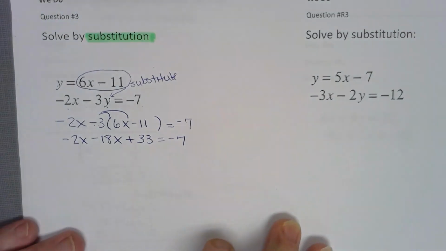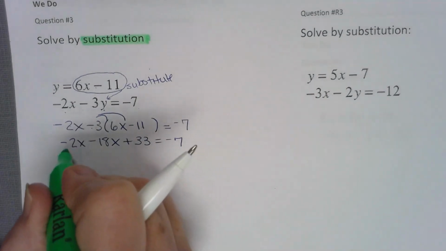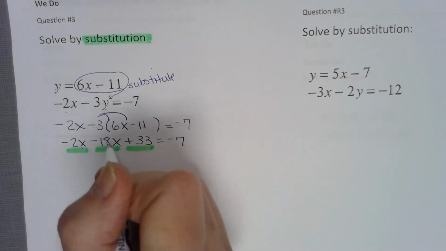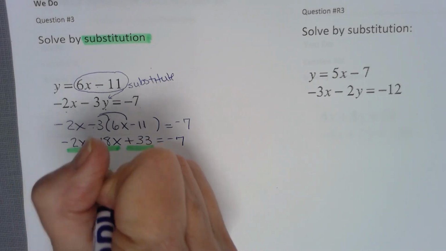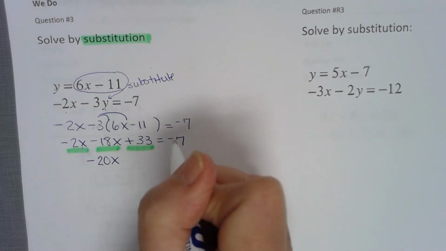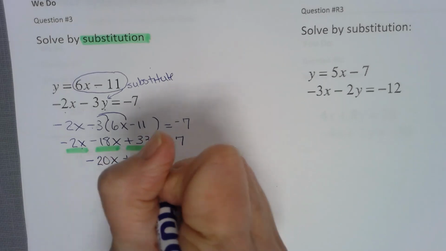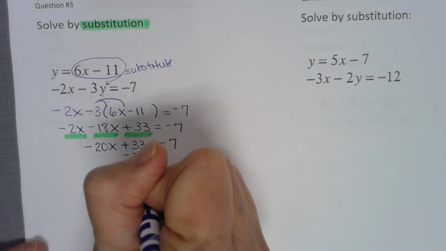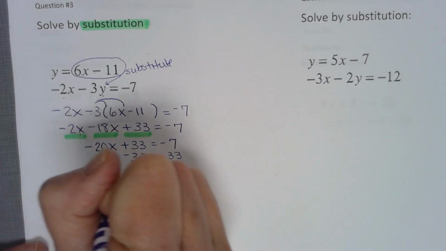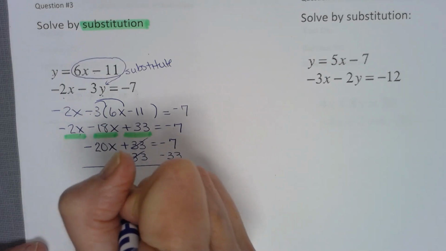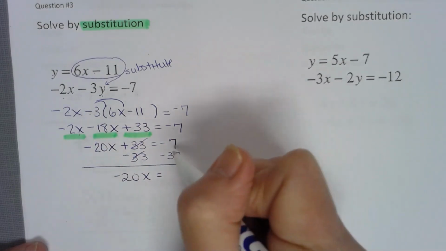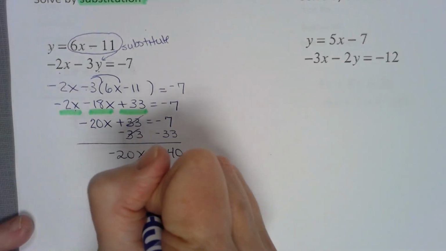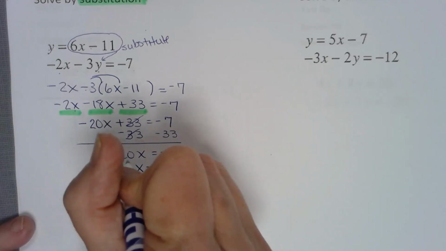Okay. Now we're going to combine like terms. I can combine, not the 33, I can combine the negative 2x and the negative 18x to get a negative 20x. And let's bring down our other terms. Now I have a two-step equation. I'm going to subtract 33 on both sides. Bring down negative 20x. Bring down the equal sign. Combine here and get negative 40. And now I'm going to divide both sides by negative 20, and I will get a 2.